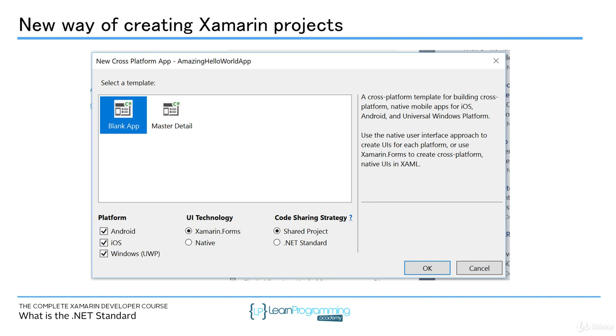So in the two lectures where you may see that I select PCL, you will no longer see PCL, but it's okay. You can select .NET Standard and it will be practically the same thing. So this is the only thing that has changed when creating your Xamarin projects. Instead of selecting PCL, you will be selecting .NET Standard. You will still have the Xamarin Forms and native UI technology options.